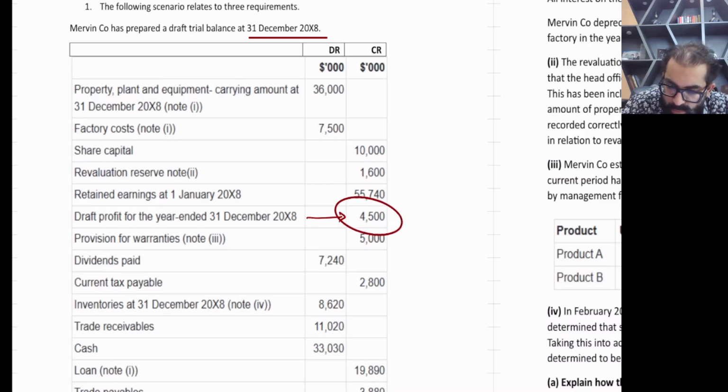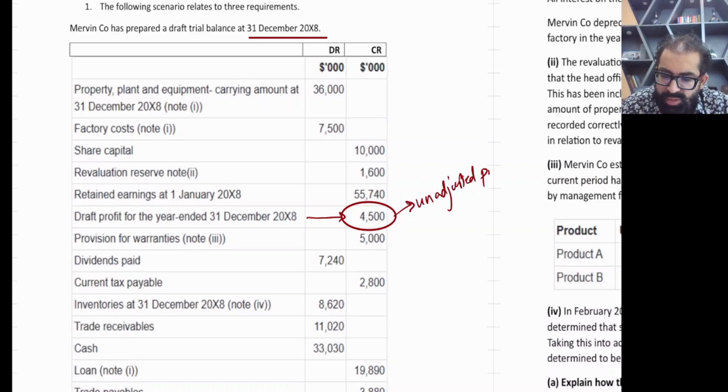So what you have to do is profit reconciliation. There are many questions on profit reconciliation in your exam kit as well. This is the unadjusted profit. You will start from this profit and then go to the corrected profit. This is one requirement.